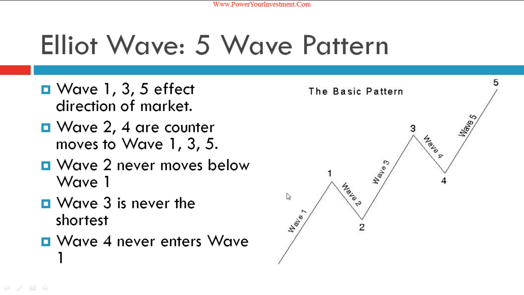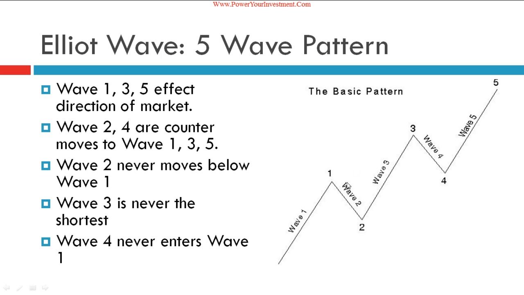Okay, so what we can see is that this is a 5-wave structure where waves 1, 3 and 5 essentially determine the direction of the market. Wave 2 and wave 4 are basically counter waves to waves 1, 3 and 5.